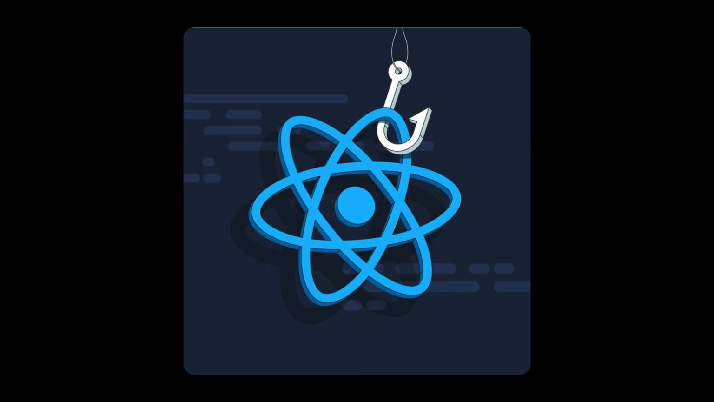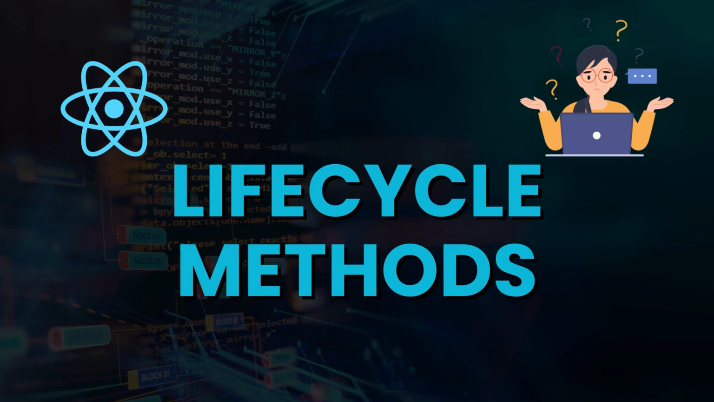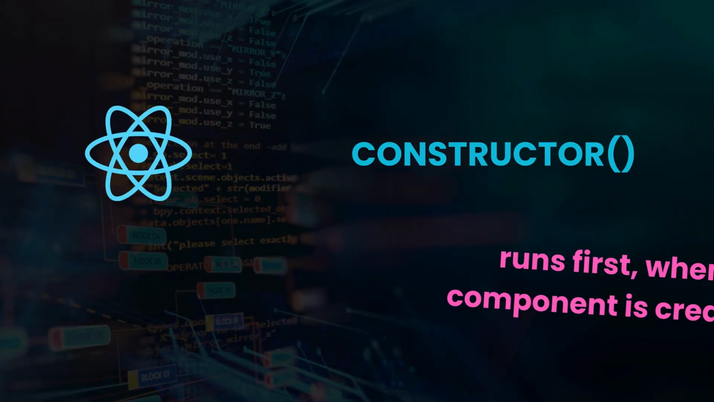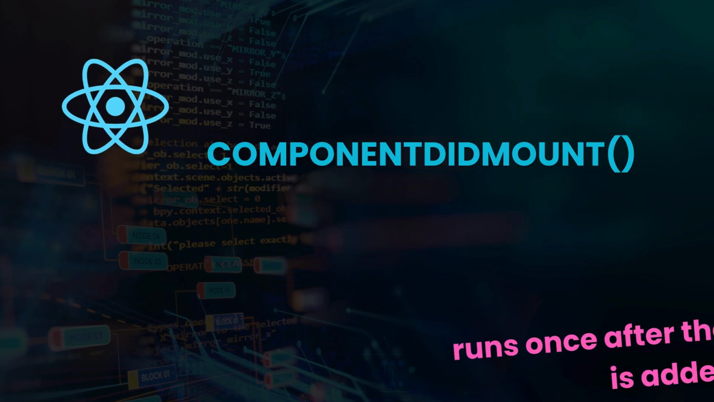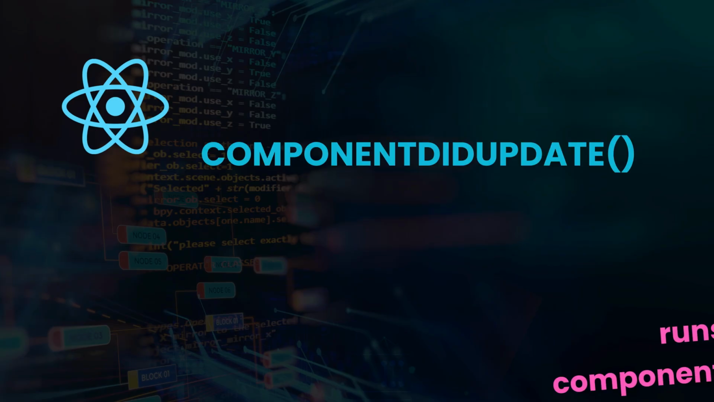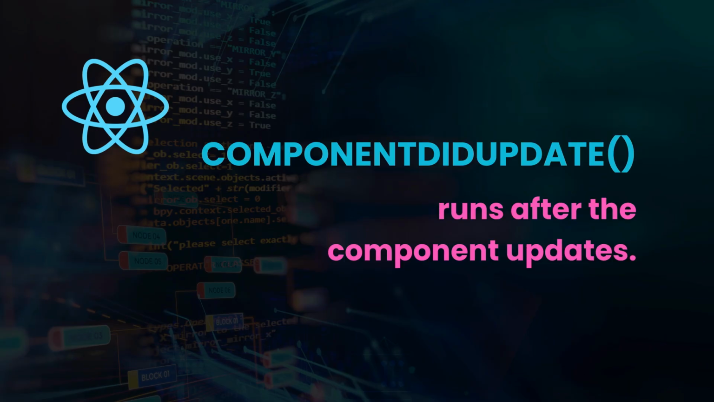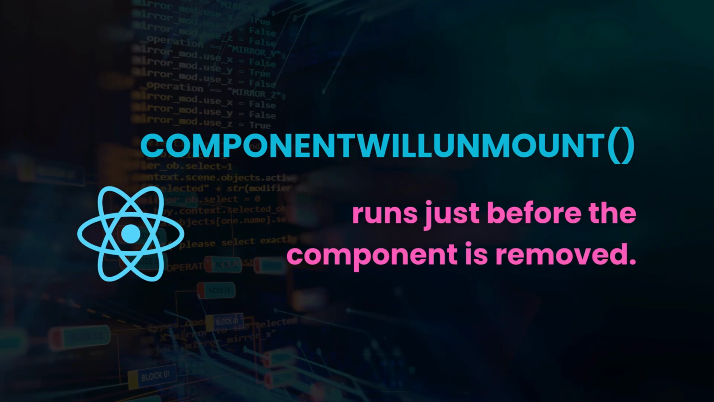Before hooks came around, React used class components, and lifecycle methods were a big deal. Let's understand how lifecycle methods work step by step. In a class component, we manage the lifecycle with special methods. Constructor runs first when the component is created. componentDidMount runs once after the component is added to the DOM. componentDidUpdate runs after the component updates. componentWillUnmount runs just before the component is removed. Let's see them in action.